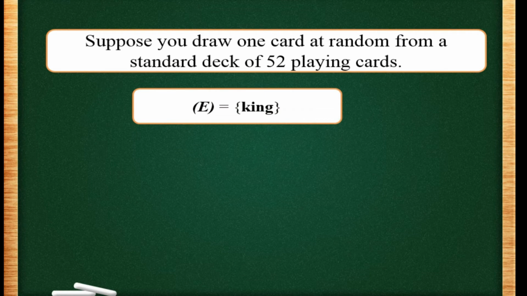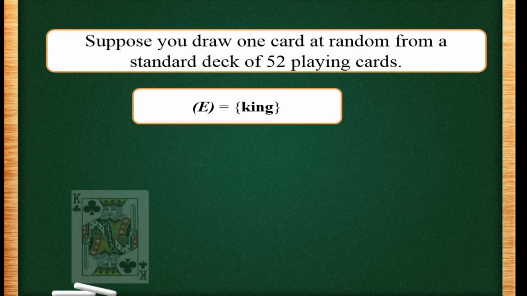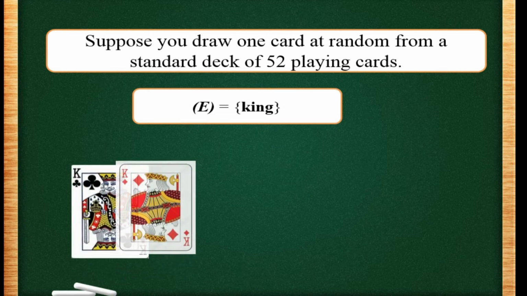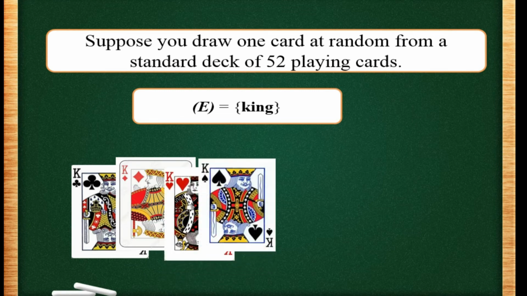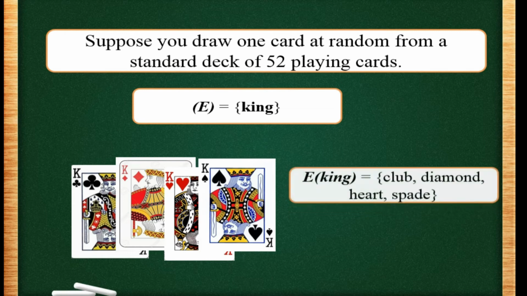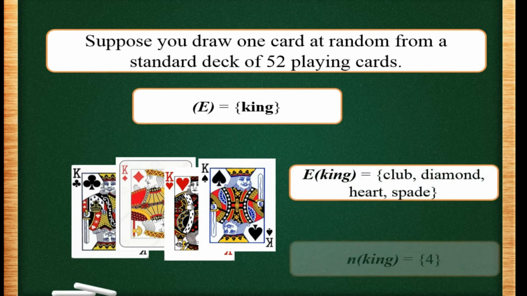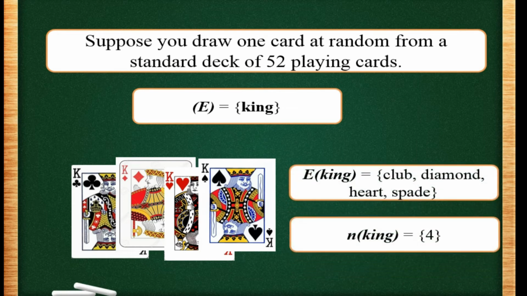Determine the event that what you have drawn is a king. So what are the kings from the cards? You have the king of clubs, the king of diamonds, the king of hearts, and the king of spades. Just have to list them down and count to determine the number of outcomes. So our N that is a king is equal to 4.